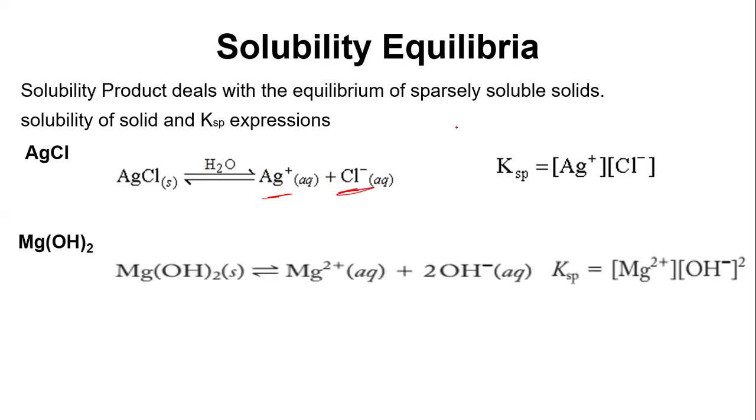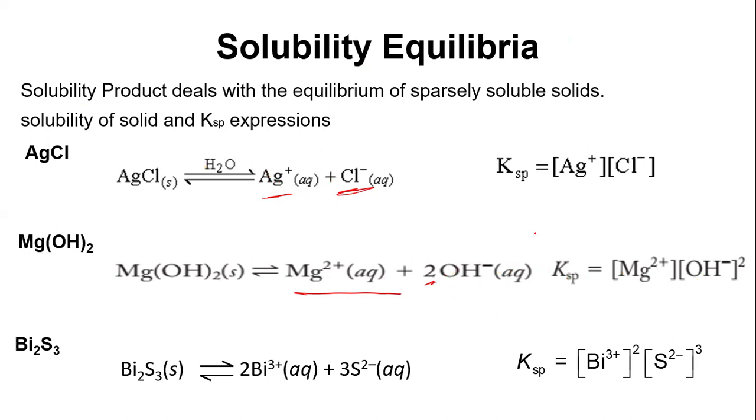If we are looking at magnesium hydroxide, this will be the dissociation equation. I would have the concentration of magnesium raised to the power 1 and the concentration of hydroxide ion raised to the power 2, because the coefficient here is 2. And that will give us the KSP. Now, if we are looking at the bismuth sulfate, bismuth sulfite.